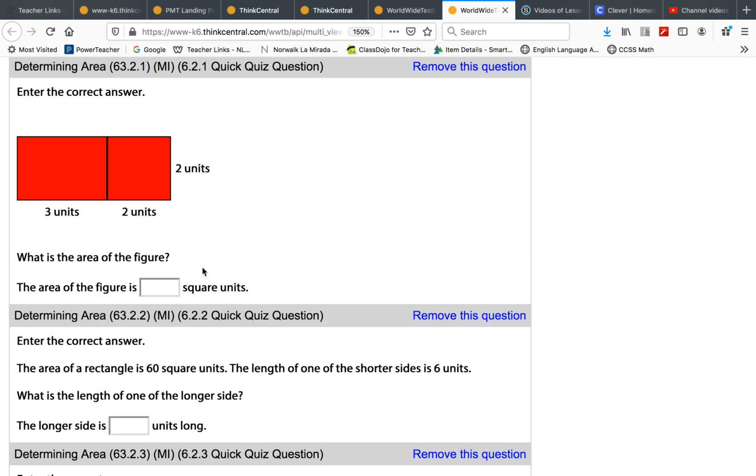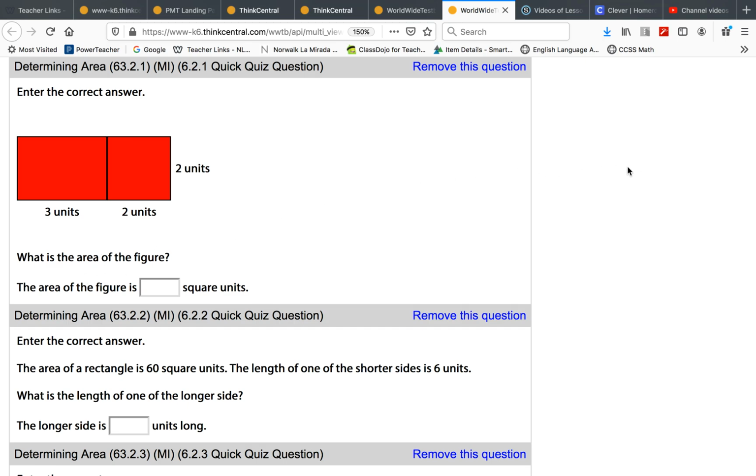Now, your quiz won't have these exact same numbers because they change it for every child, but it's the same concepts. This is the teacher version. What is the area of the figure? So you have to remember what area means.